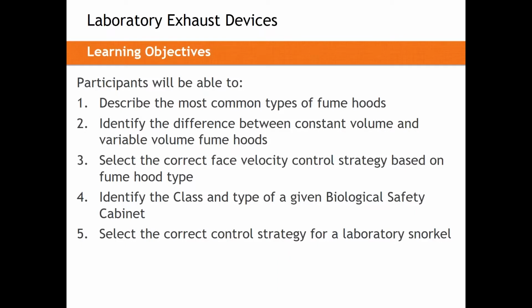At the end of today's webinar, you should likely be able to describe the most common types of fume hoods. You should also be able to identify the difference between a constant volume and different types of variable volume fume hoods. We should also be able to select the correct type of phase velocity control based on the type of fume hood we're selecting. Further, we should be able to identify the class and type of a given biological safety cabinet, and we should be able to select the correct control strategy for the application of a laboratory snorkel. Each of these topics we're going to dive into a little bit here today.